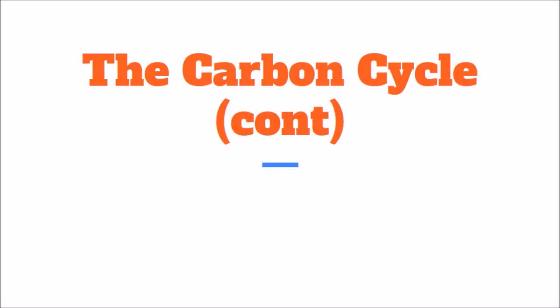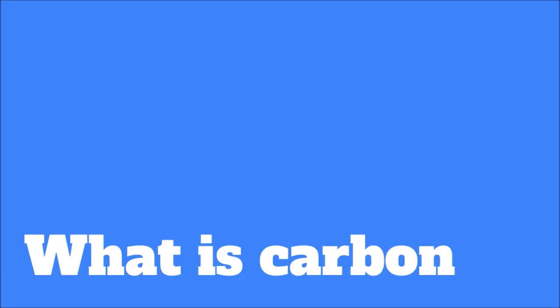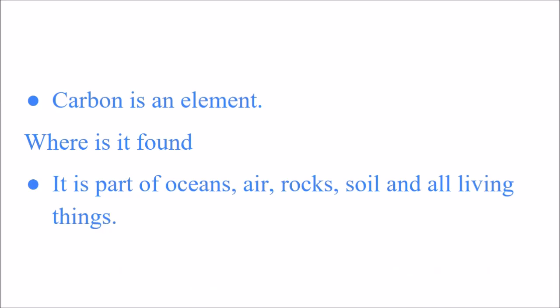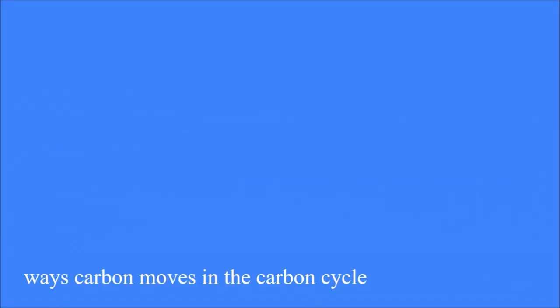The carbon cycle. What is carbon? Carbon is an element. Where is it found? It is part of oceans, air, rocks, soil, and all living things. Ways carbon moves in the carbon cycle.